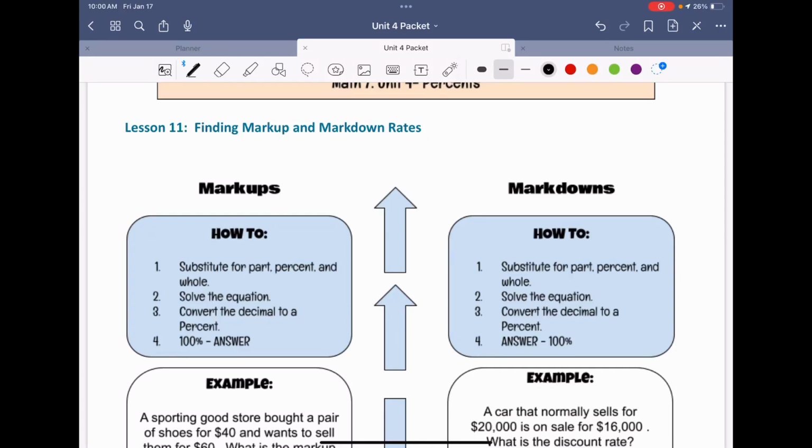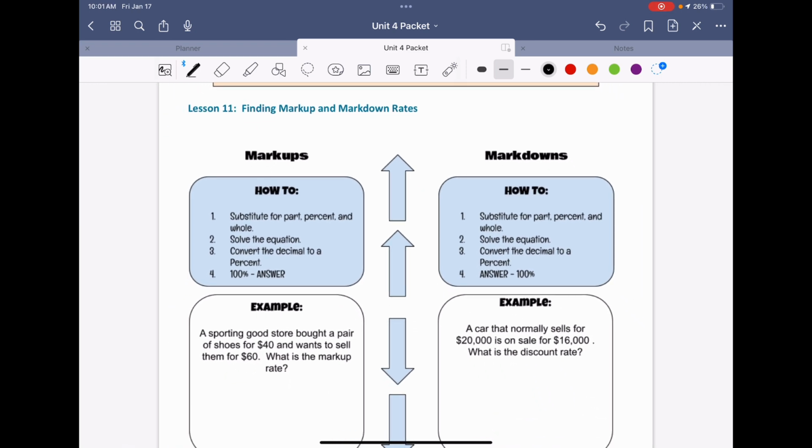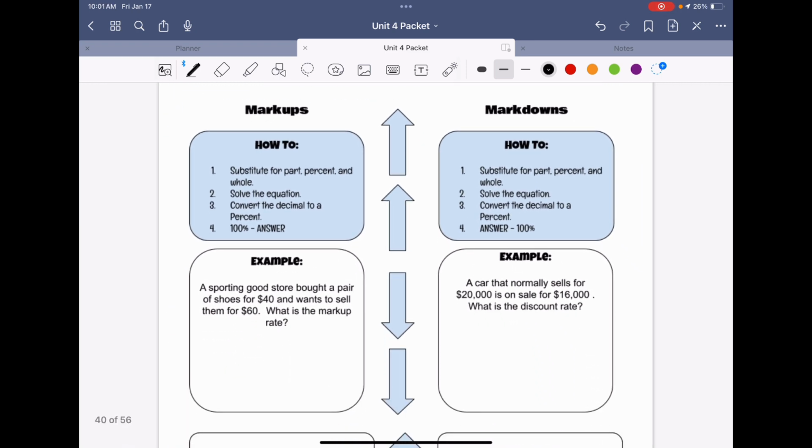We are on lesson 11, which is finding markup and markdown rates. So there are two different boxes here that kind of guide us through exactly what we're going to do. So we'll do one, then the other.